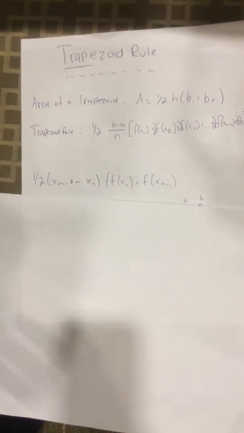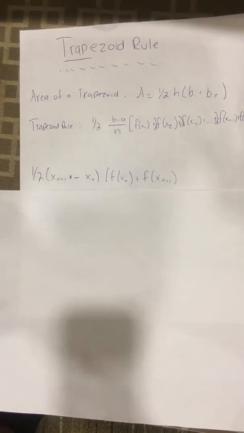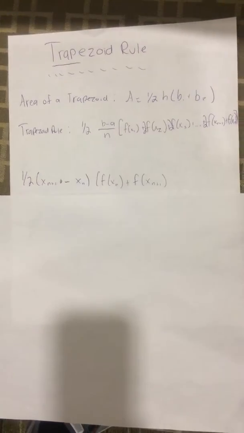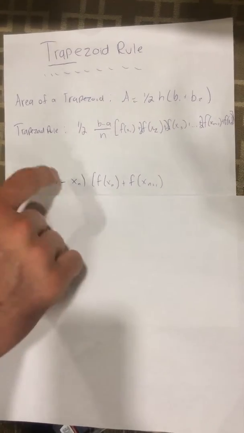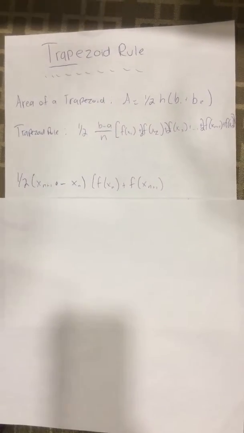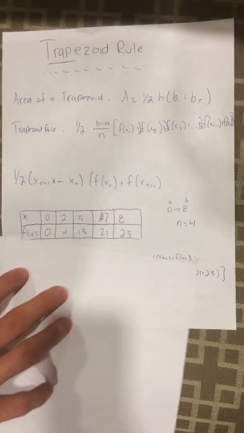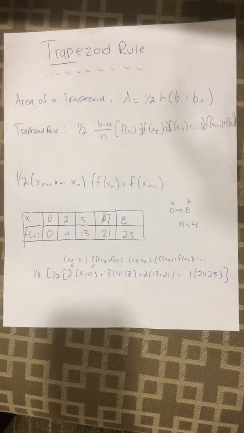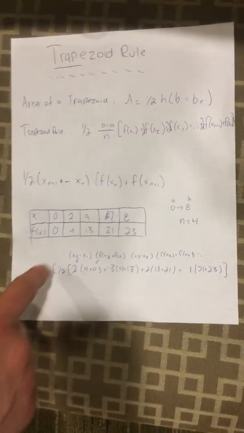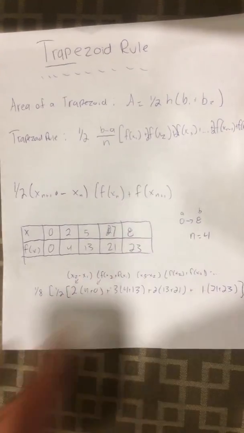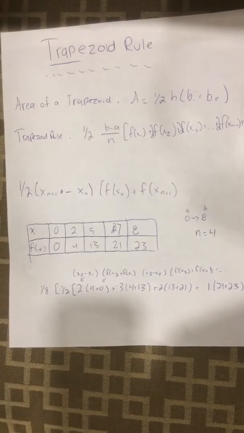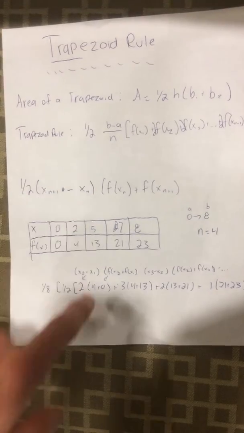When you're given a set of data points with an uneven interval, so let's say the differences in the intervals are different values, then this is the formula you use. And so we have an example of when it would be used right here. So if you're given a set of data points with the specific interval 0 to 8, and you want to have 4 trapezoids, then you just plug it in to the equation and you get this.